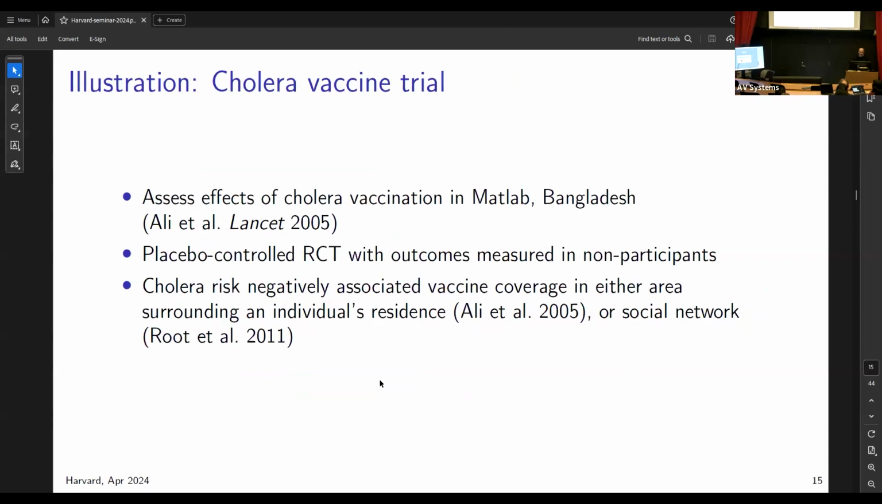So the real data comes from a cholera vaccine study that took place in Matlab, Bangladesh. This was actually an RCT, an individually randomized trial, but they collected data not just on the participants, but on a larger group of individuals in the area at the time. So it has an observational component as well. And so if you're going to analyze the data from everybody, you need to account for that.